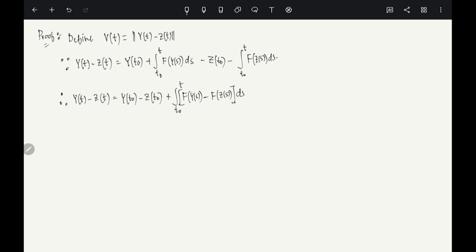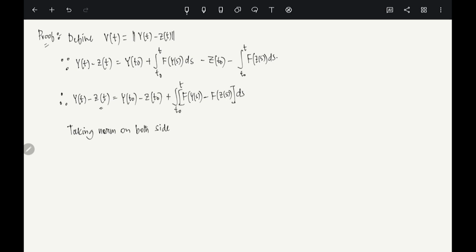Okay, this is what we have. Therefore, you see, what is this? This is V(t), right? So if I take the norm on both sides, taking norm on both sides, what do you have?